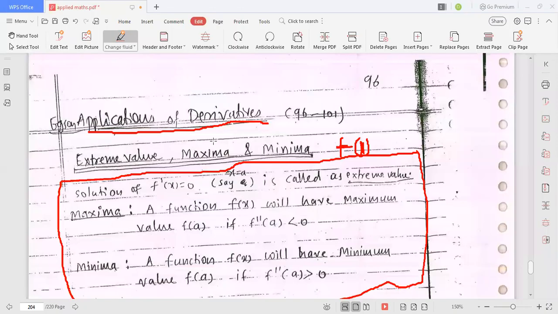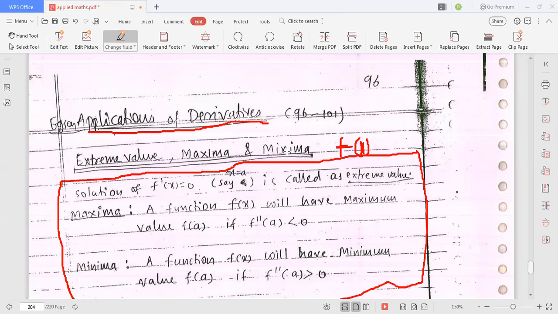Welcome students. Today we are going to study the last topic of derivative, that is application of derivative. In this topic we have only one type of application in our syllabus, that is maxima and minima. First we will try to understand what is maxima and minima, and then we will see one or two problems on this topic, maxima and minima.